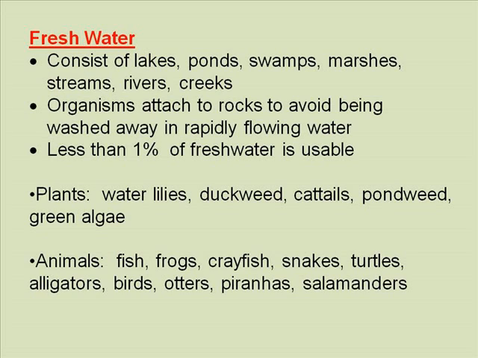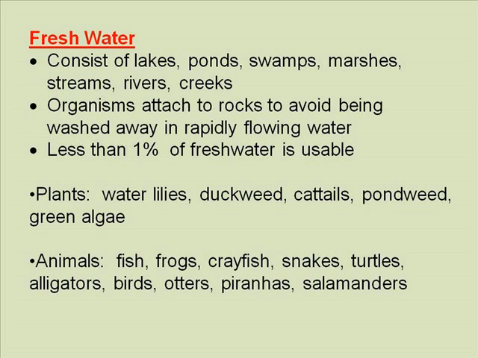Freshwater is going to be our last biome that we're going to talk about, and your freshwater is going to consist of still water like your lakes and ponds, moving water like your streams, rivers, and creeks, and I also mentioned here swamps and marshes. Swamps and marshes become very important because they're like sponges. The land there is very spongy, so they act as great buffers for floods.